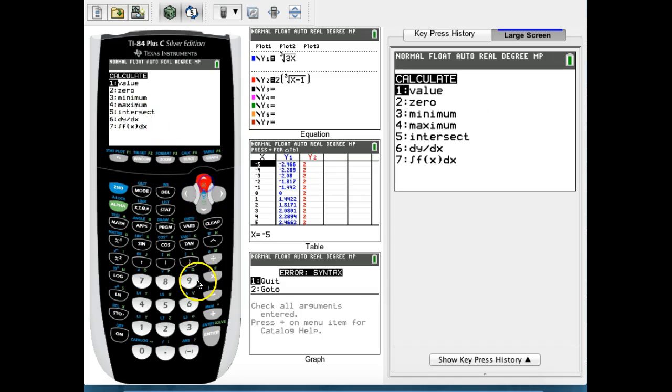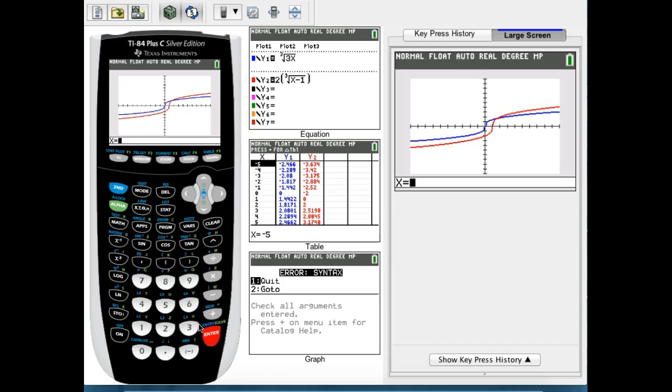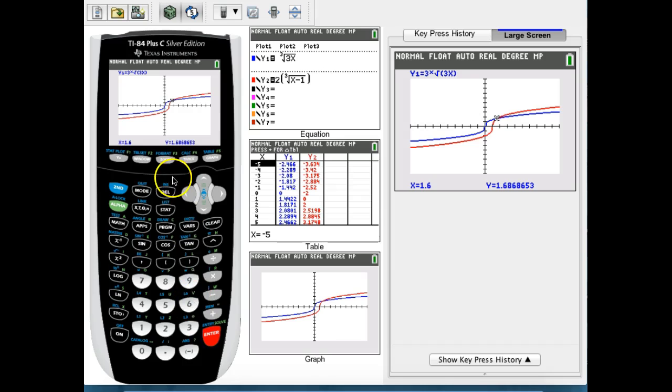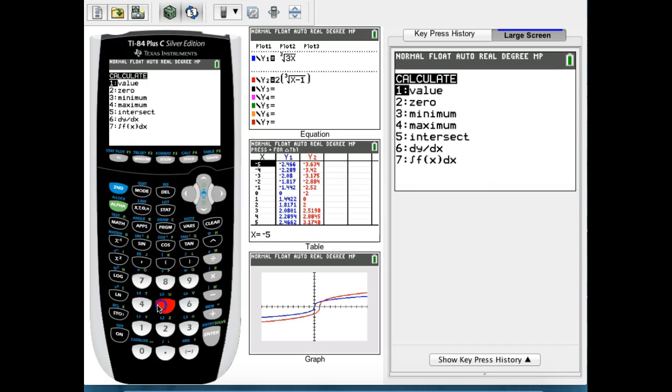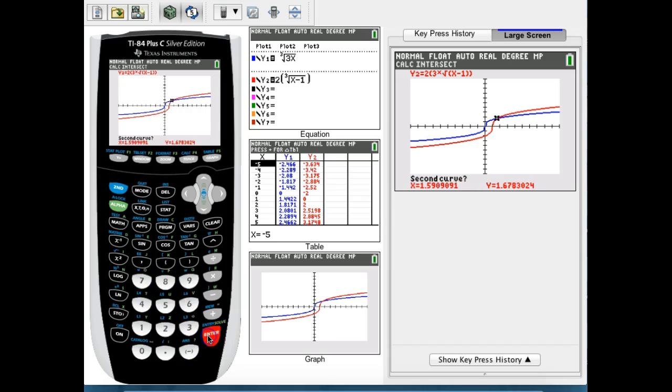And actually, just to show that, because I believe I already know what it is, I can say 1.6, and I guess I should actually do the intersection. It looks like that is the point. First curve, second curve. There you go, 1.6. That's the intersection. Checked it, good to go.